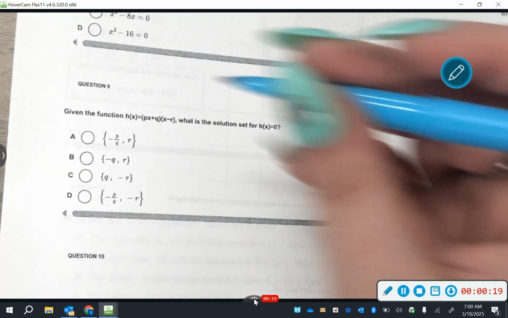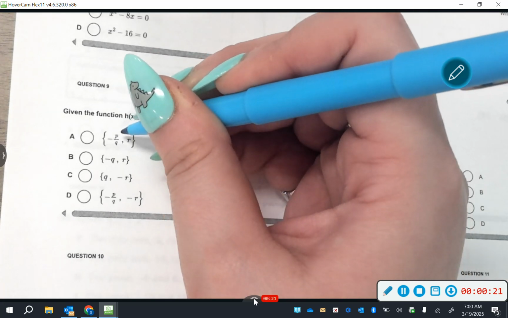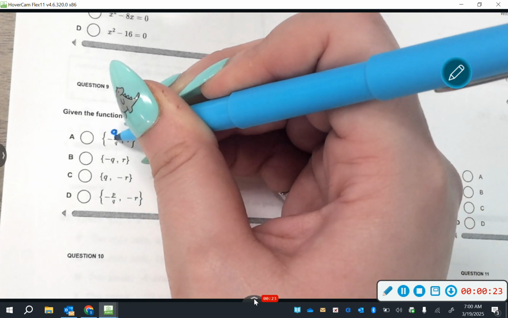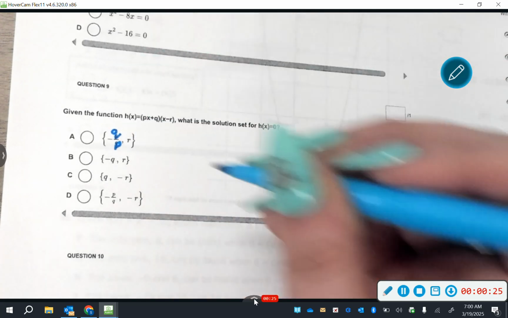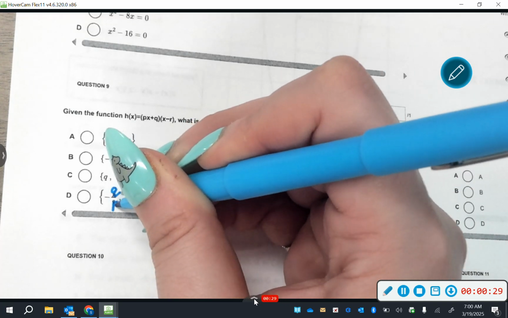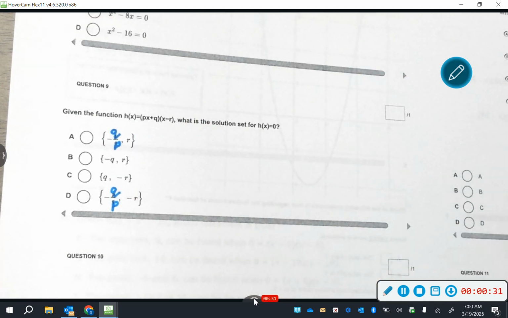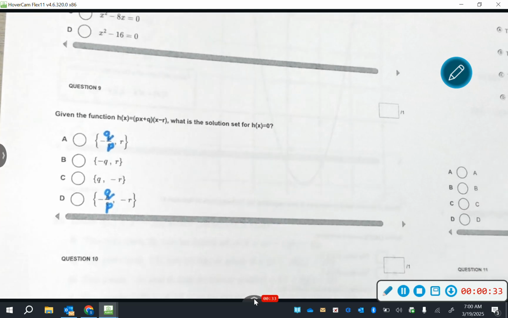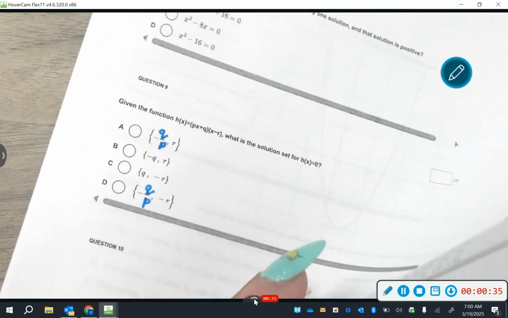Real quick on number 9, change the fraction instead of negative p over q to negative q over p on A and on D for me. Everything else is set and good. Okay, I'm going to flip back to question number 1.